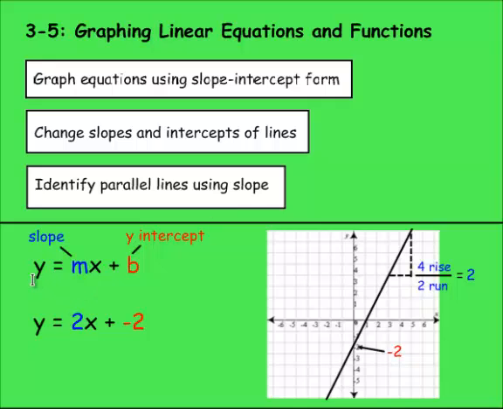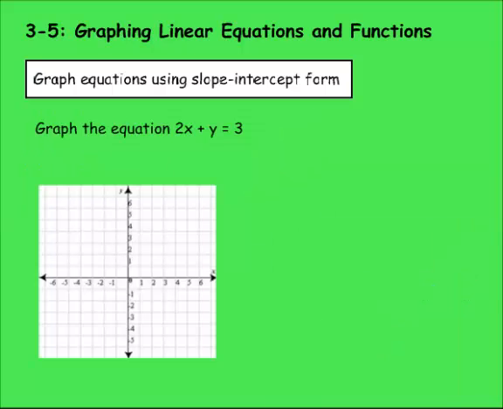We learned this a little bit yesterday about this slope-intercept form where we have y equals m times x plus b, where m is the slope and b is the y-intercept. So for example, we have y equals 2x plus negative 2. Here's that y-intercept, so it crosses at negative 2, and then its slope would be 2. And here, for example, I see that it rose 4 and it ran 2, so it's a slope of 2. So for every 1 it goes over, it goes 2 up, and it follows that formula.